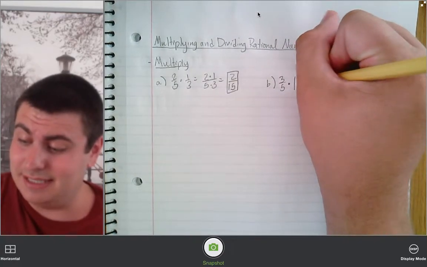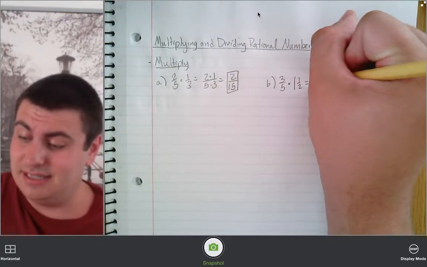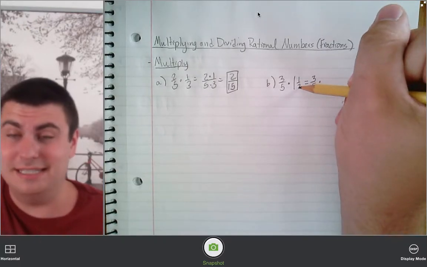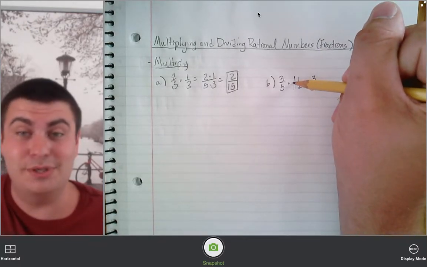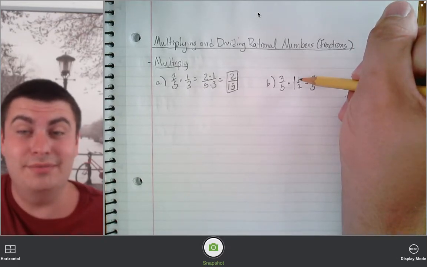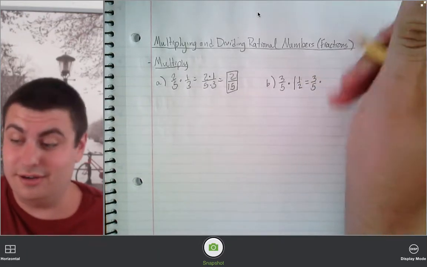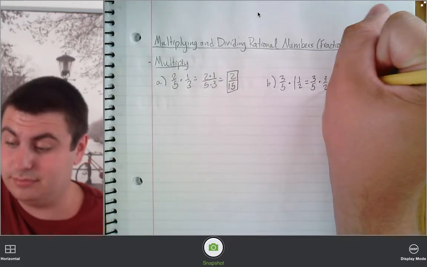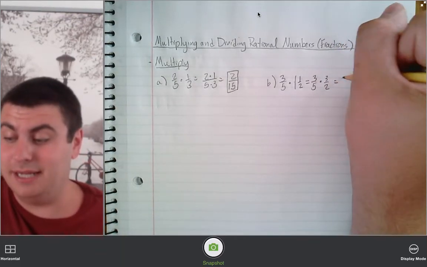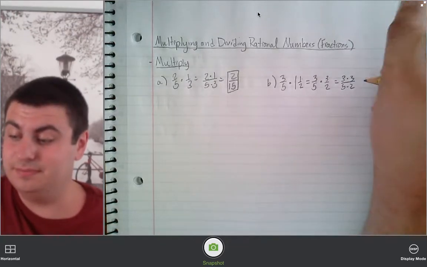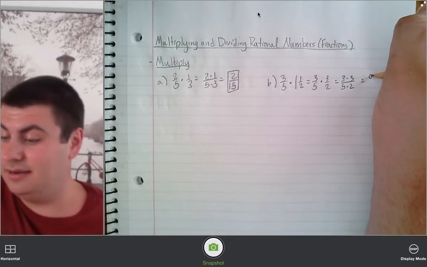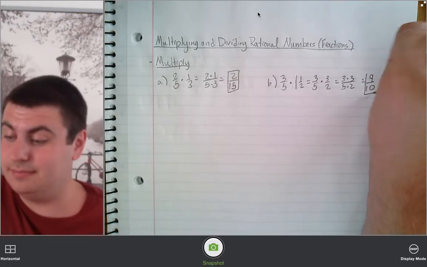So we're going to rewrite this as 3/5 times... The way we do that, we multiply the denominator, 2, times the whole number. So 2 times 1 is 2. Add the numerator, 3 over 2. And we multiply across. So 3 times 3 over 5 times 2. We're left then with 9/10.